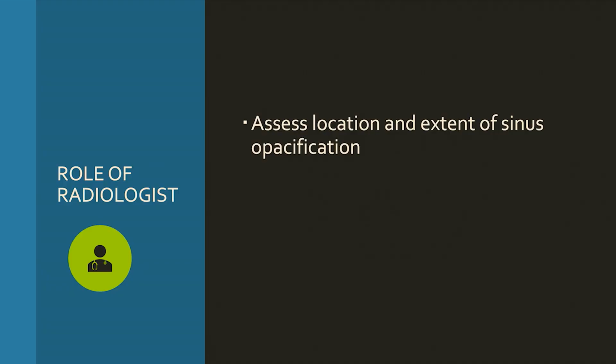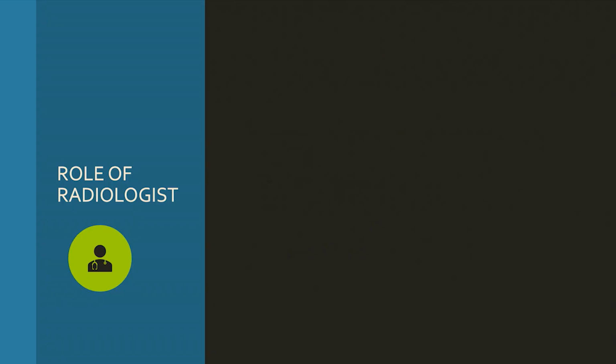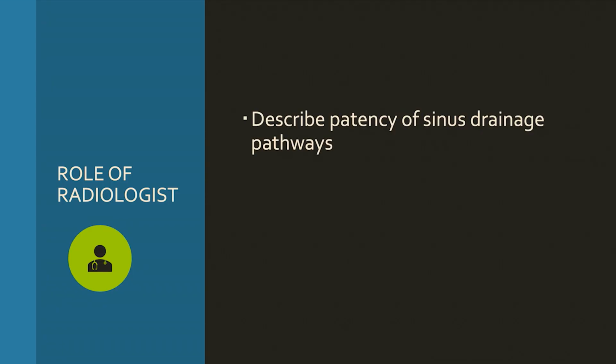So what's our role? Our role is to assess the location and the extent of sinus opacification. I use this classification system, guys. It's called the Lund-Mackay system. Now, this Lund-Mackay system is a very old system in the ENT literature, so they literally use this for all their studies. I just go with what they go with, and it's very simple, okay? I'll show you that system in a sec here. And obviously, other ways are very common. Everybody has their own way to describe sinuses.